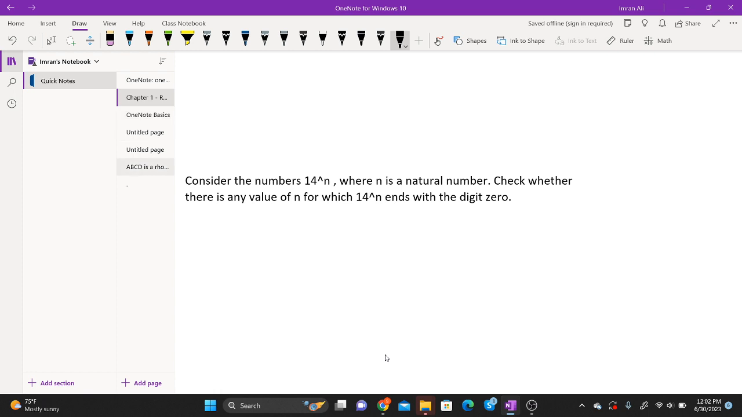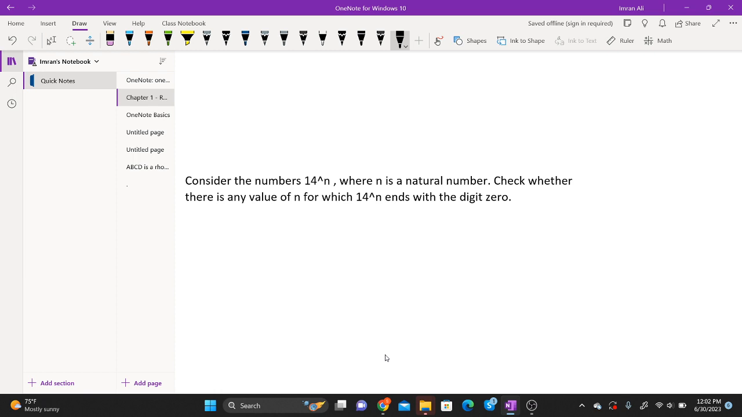So consider the number 14 to the nth power, where n is a natural number. Check whether there's any value of n for which 14 to the n ends with the digit 0. Where n is a natural number, this basically means any positive integer.